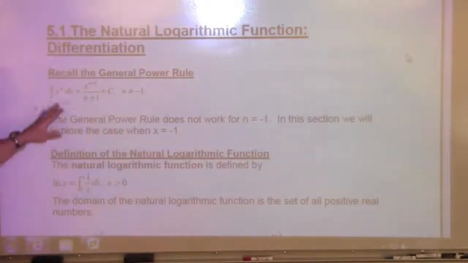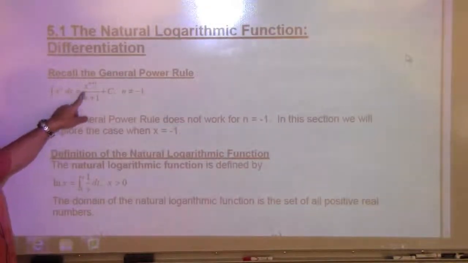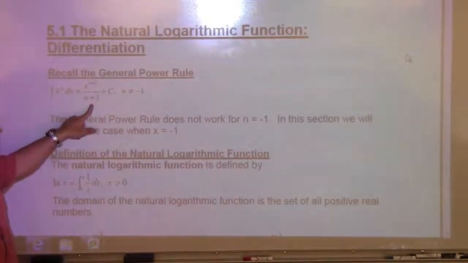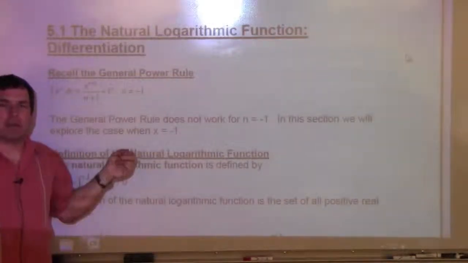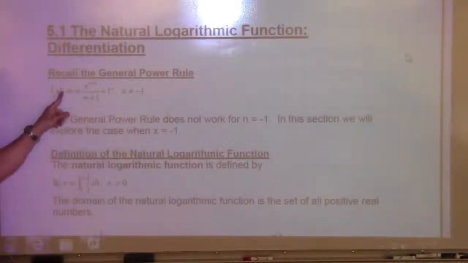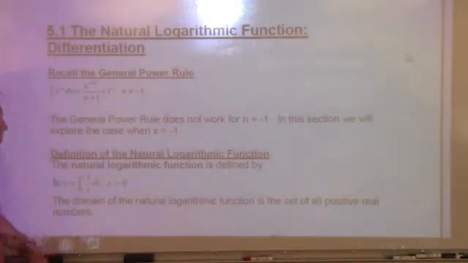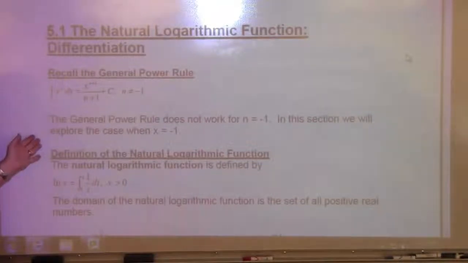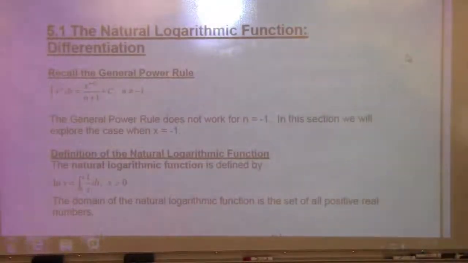Okay, so recall the general power rule that said the integral of x^n dx would be x^(n+1) over n+1, plus C. But it gave us the restriction as long as n is not negative 1. So if we have a negative 1 as our power, we couldn't do that. So what can we do? Why is that the case?